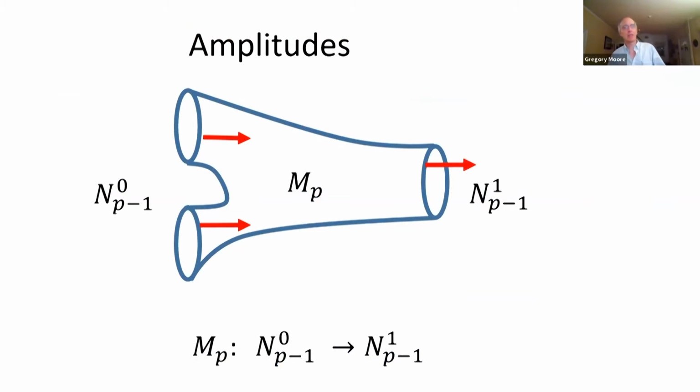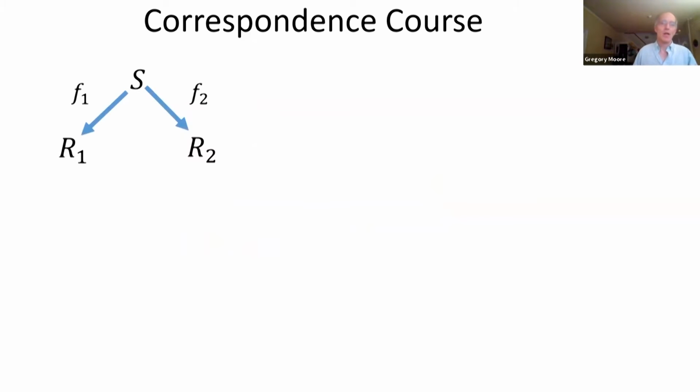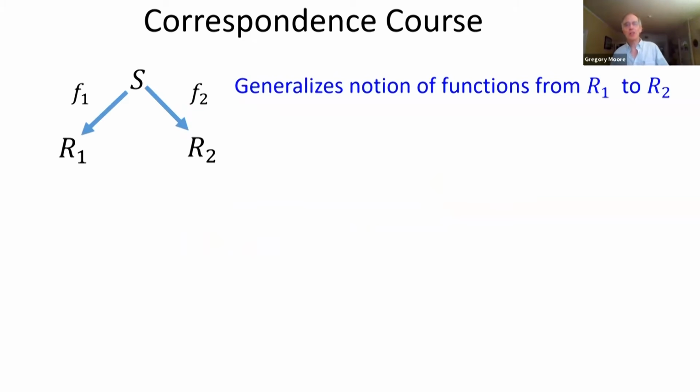Okay, now we know what the state spaces are. Now, how about the quantum amplitudes from an initial state space on some initial spatial manifold N0 to the final state space on some final spatial manifold N1? Well, to describe this, we need to take a little correspondence course. So what's a correspondence? A correspondence, quite generally, is simply a collection of three sets, S, R1, and R2, and mappings F1 and F2 from S to R1 and R2, respectively.